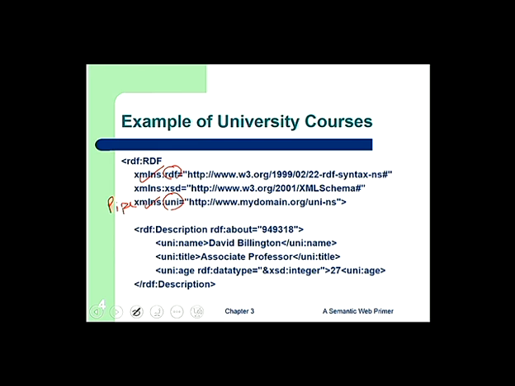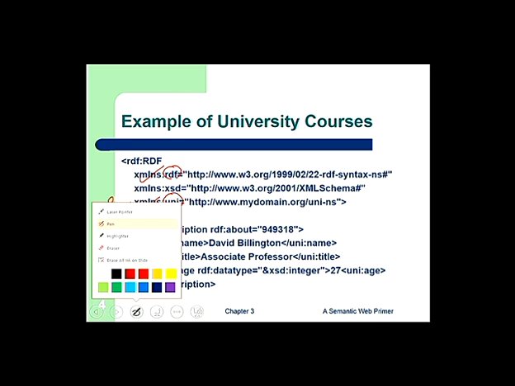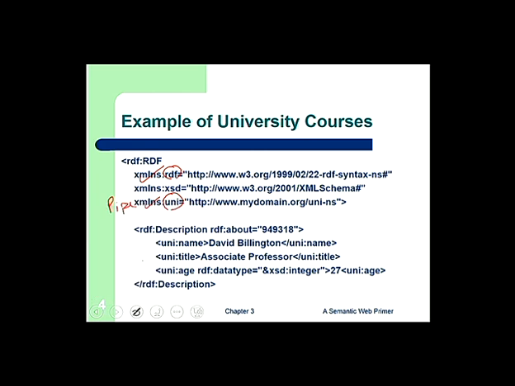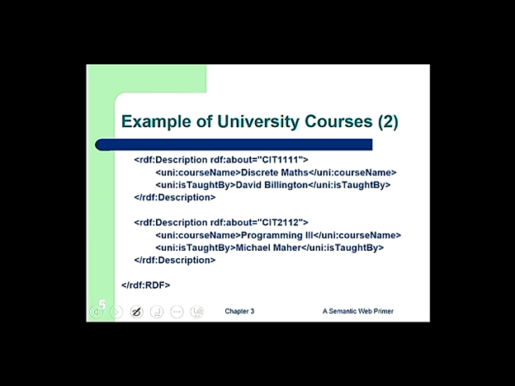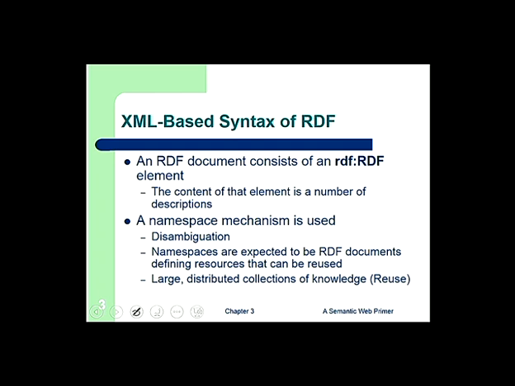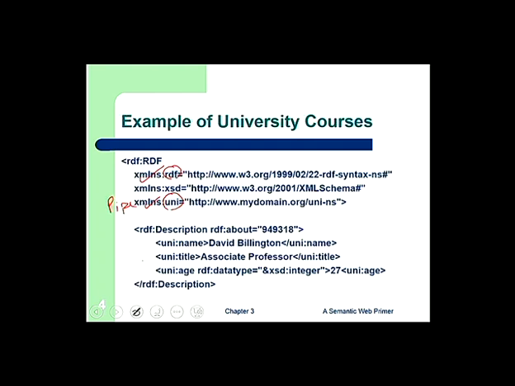So we have some namespaces at the beginning of every XML document, and inside this we have a number of descriptions. Like here in this document, I have one description about 949318, whose name is David Billington, title is associate professor, and age is 27. It looks like I'm talking about a faculty member. He is an associate professor, his name is this, and age is this.